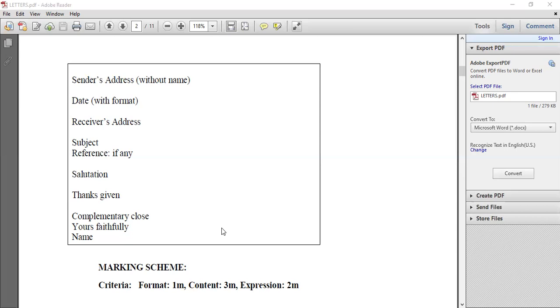Once again, I'm saying: sender's address without name, date with the format, receiver's address, a subject, a reference, salutation, then content or body of the letter, then thanks given, then complimentary close, and then name of the sender. We can also see some examples.